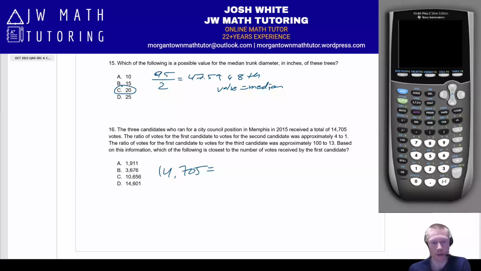So there's multiple ways you could do this. First, I'll show you the traditional way, and after that, I'll show you how you could back solve it. So we know the ratio for candidate 1 to candidate 2 is 4 to 1. And we know the ratio for candidate 1 to candidate 3 is 100 to 13.